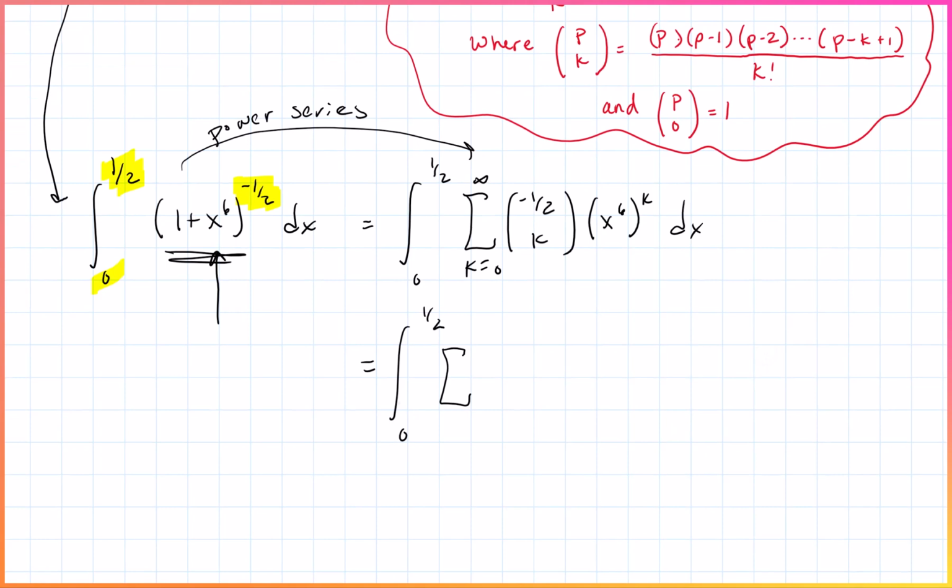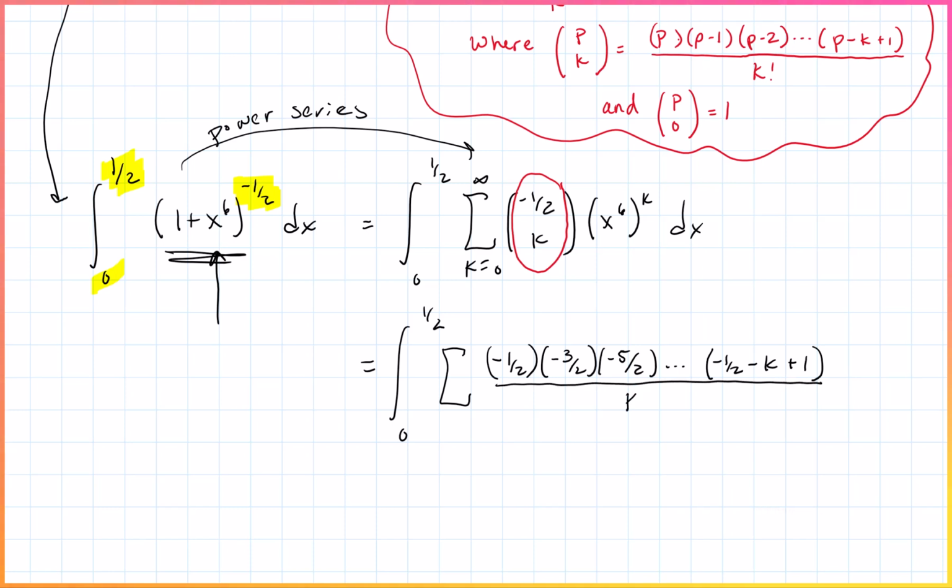So up above, right there in the upper corner, I have it written out. So let's start writing out what this negative 1/2 choose k looks like when we start expanding it out using its expansion. So that would be minus 1/2. Then we subtract 1, so it's minus 3/2, minus 5 halves, all the way out until we get to minus 1 half minus k plus 1, all over k factorial, times x to the 6k.